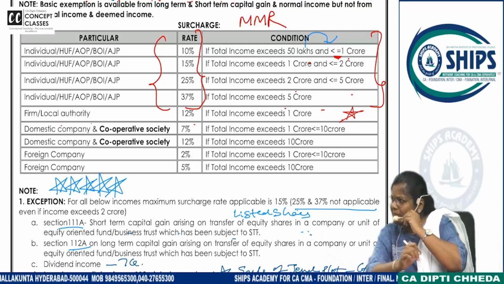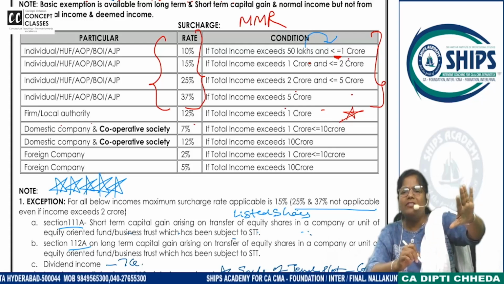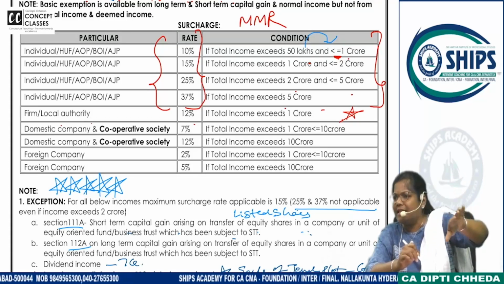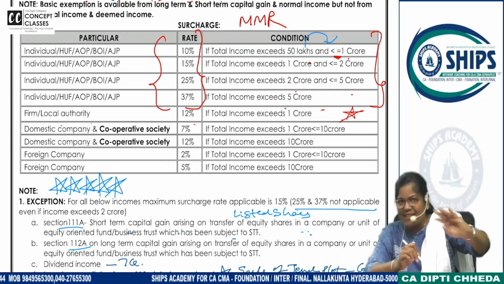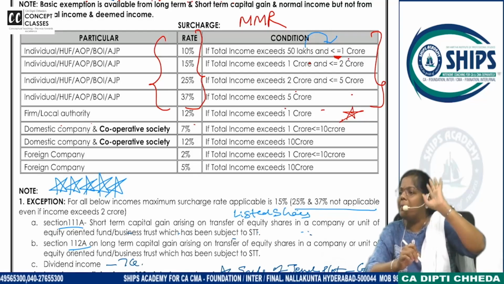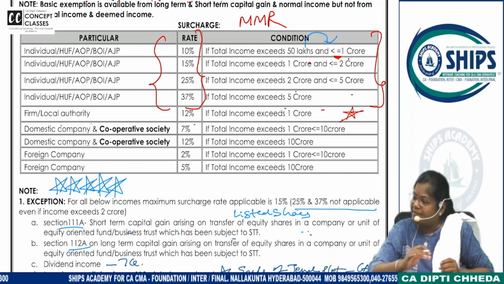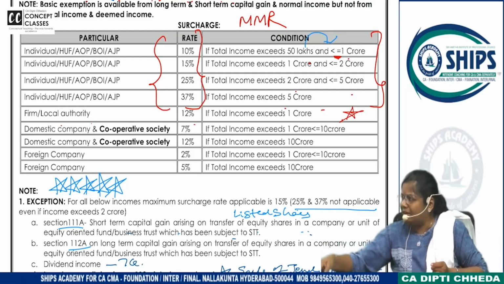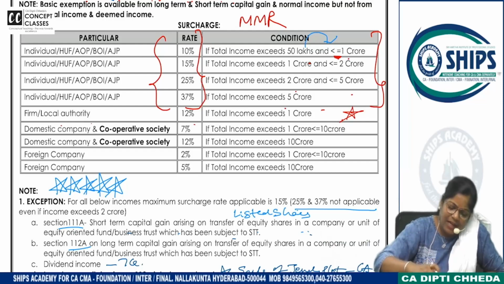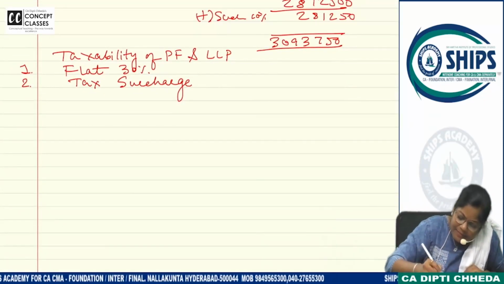बस बात खत्म. Up to 1 crore, partnership firm का this income, no surcharge. Above 1 crore, 12%. No slab. Can I say surcharge is also flat rate? Surcharge is also flat rate. Can we say? Right. आ जाओ लिख लेते हैं.